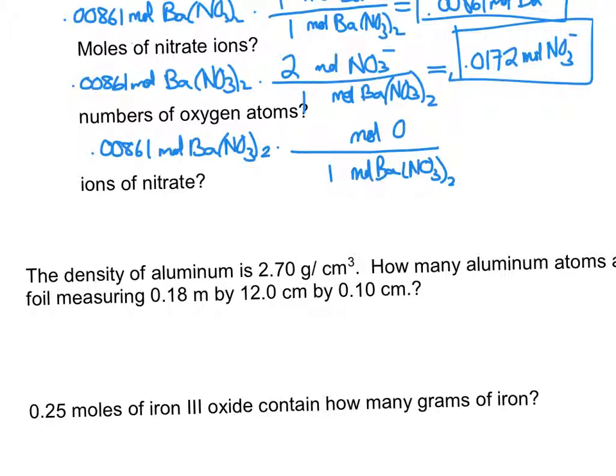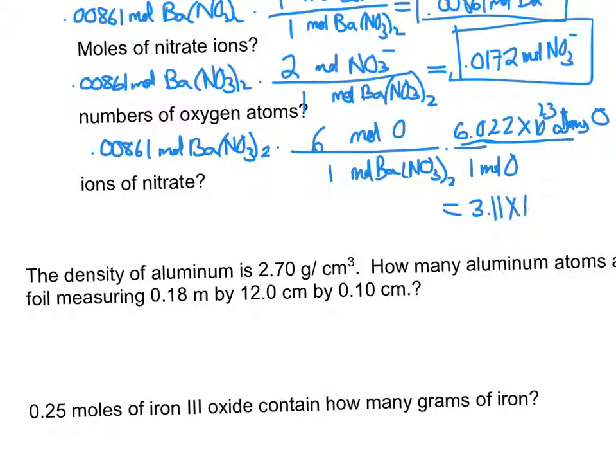For every 1 mole of barium nitrate, I have 6 moles of oxygen. And then I can say for every 1 mole of oxygen, I have 6.022 times 10 to the 23rd atoms of oxygen, and that gives me at the end 3.11 times 10 to the 22nd atoms of oxygen.